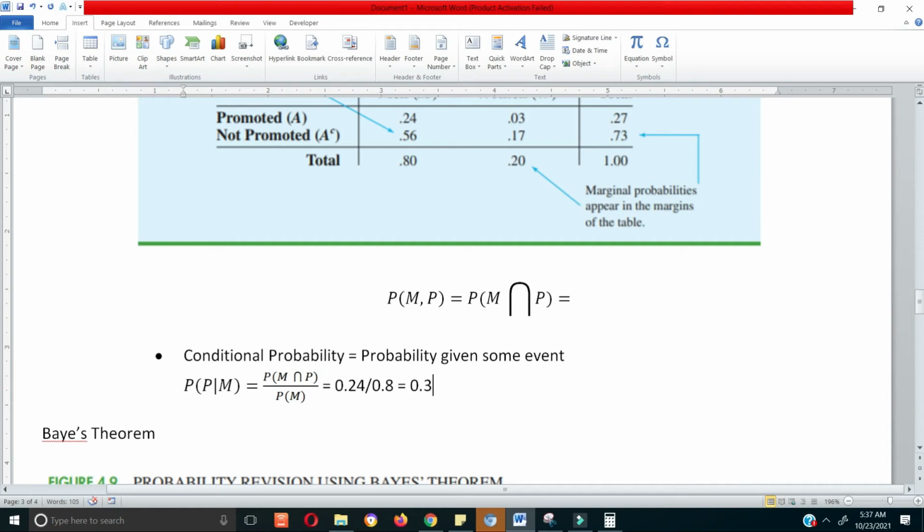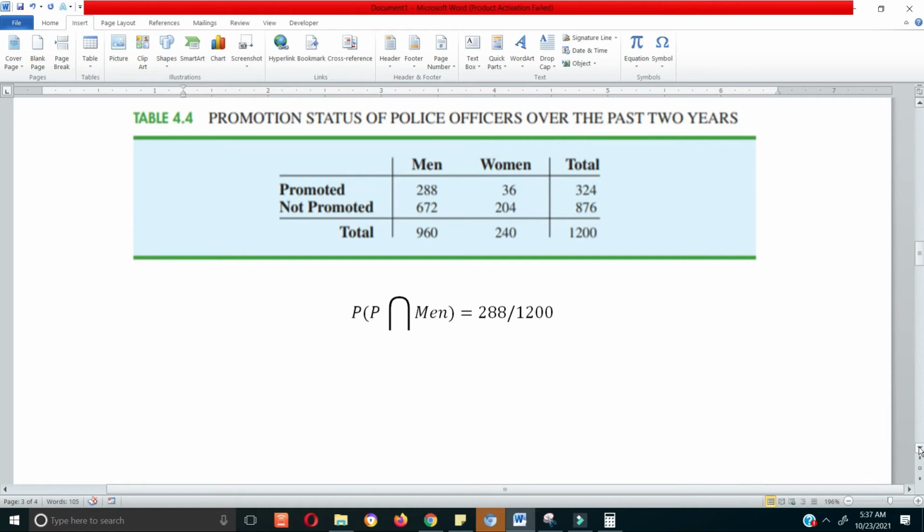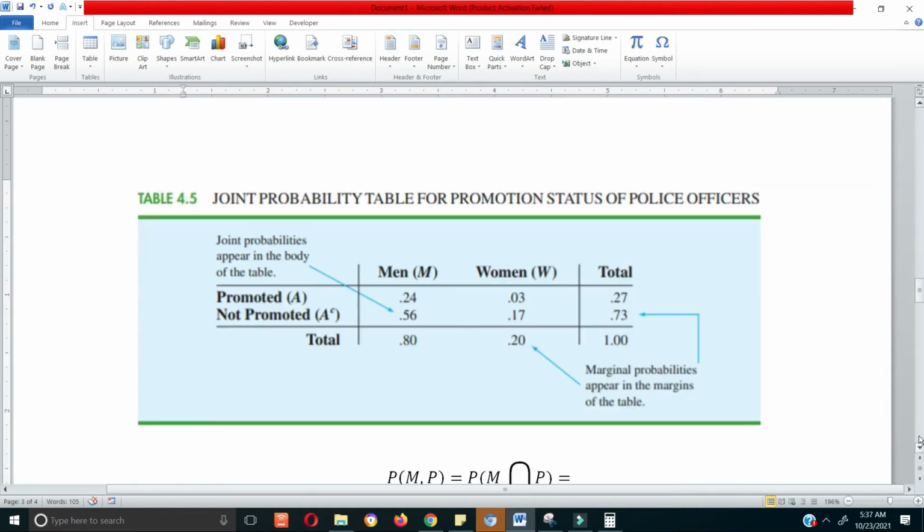So what do you really use this for? For instance, if you want to compare, let's say some women have sued that they are being discriminated in promotions, and then you are maybe the defense lawyer. So to actually show this empirically, you don't simply look at the joint probabilities and say, according to this data, the probability that men are promoted is 0.24, and the probability that women are promoted is 0.03.